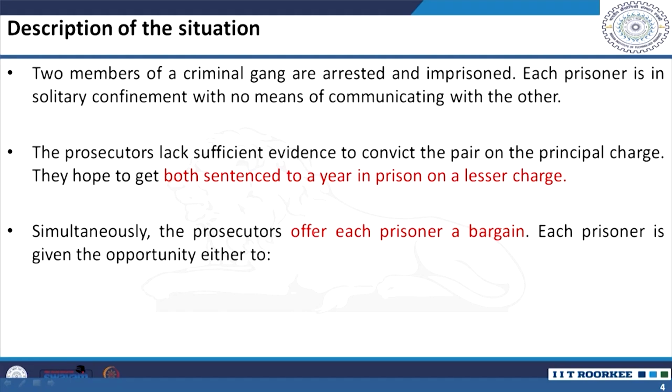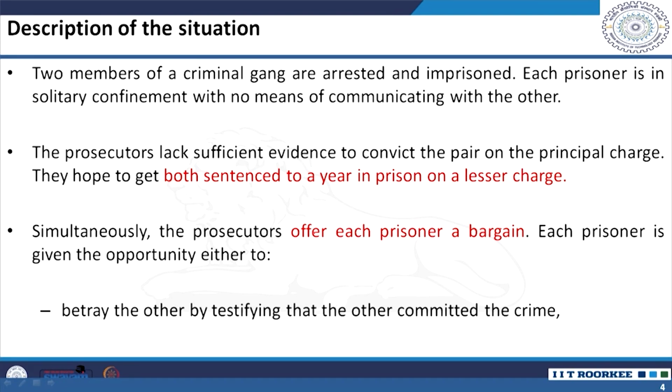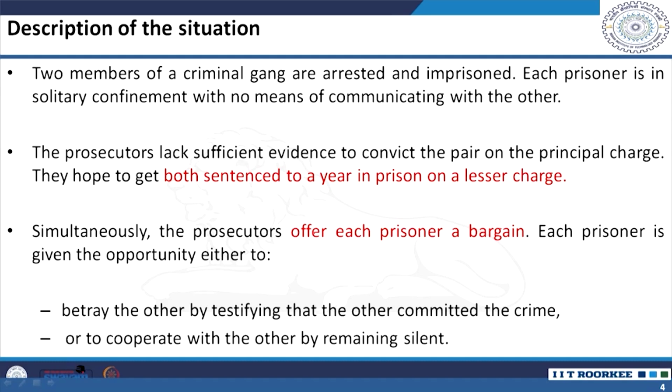offer each of the prisoners a bargain. Each prisoner is given the opportunity in these cases either to betray the other by testifying that the other committed the crime. This is the first option, the first bargain, and the second one is to cooperate with the other by remaining silent. So, what would now be the strategies of these prisoners? Either to betray, the first option, or to cooperate.